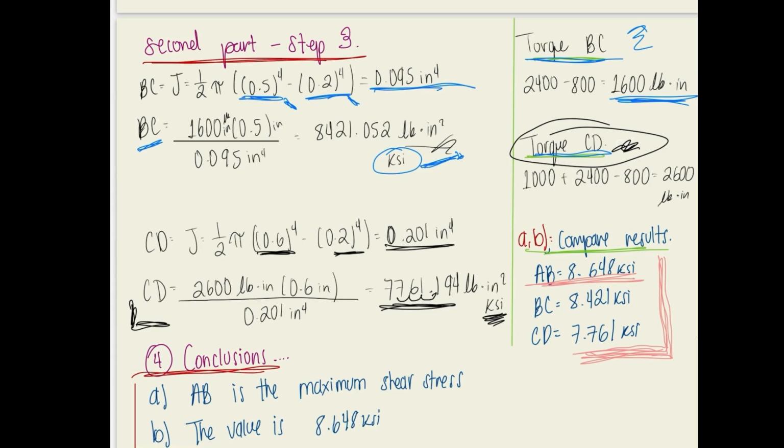And for letter B, we just have to add the value that it gave us, which was 8,648. Remember that we convert this unit, pound-force per inch squared, to these units. Remember, we just move the numbers.